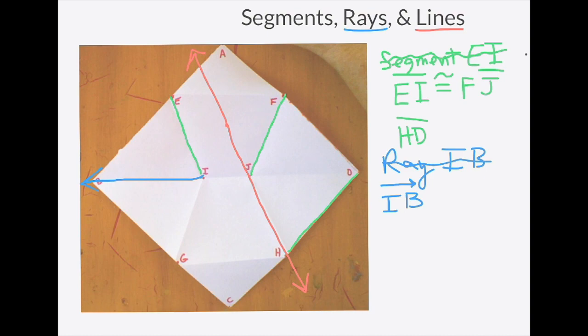A line is infinite, it goes on forever, and we could write out line with the words line JH, but instead of doing that, it's much cleaner and quicker just to call it JH with a decoration on top, which is a line symbol with two arrowheads.